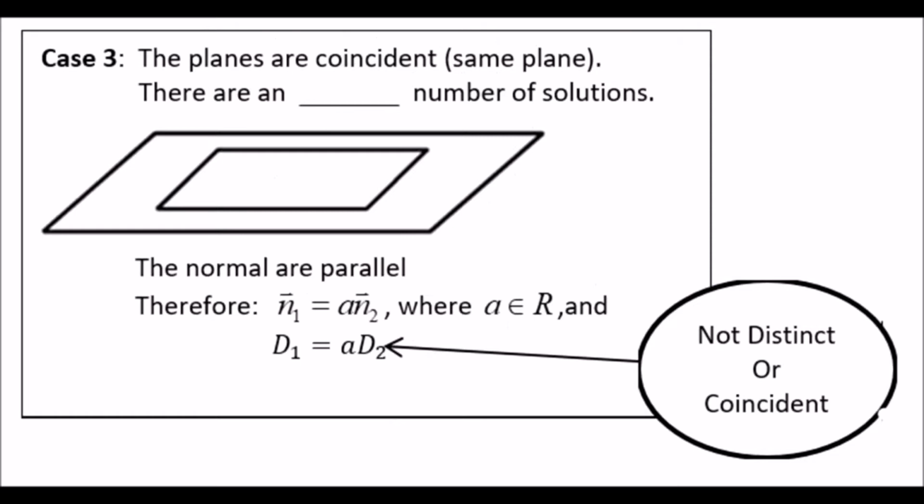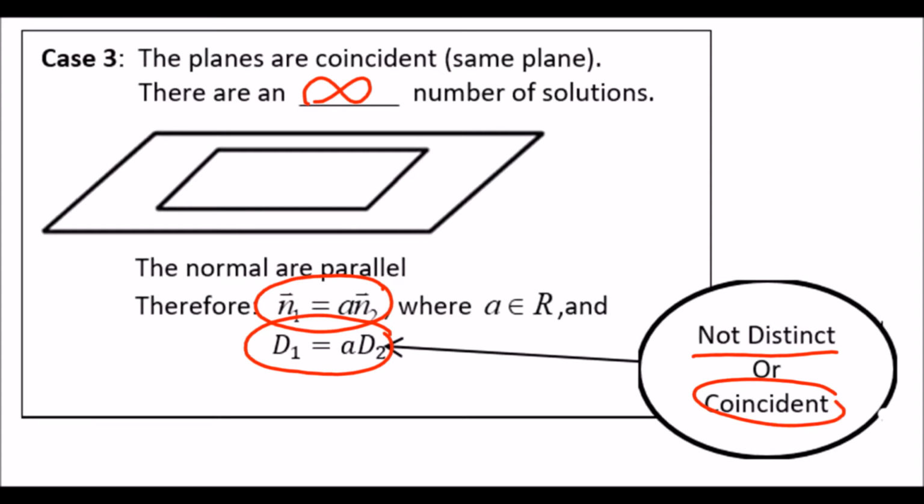All right, the third case is where the planes are coincident. They are the same plane, and so here there would be an infinite number of solutions. They are really the same plane, and here we can say that the normals are scalar multiples, and same thing with the constants, they are also scalar multiples, so they are not distinct, or what we call coincident, going back to grade 9. All right, so those are the three cases, just like grade 9 math, with lines in 2 space, planes in 3 space, same criteria.